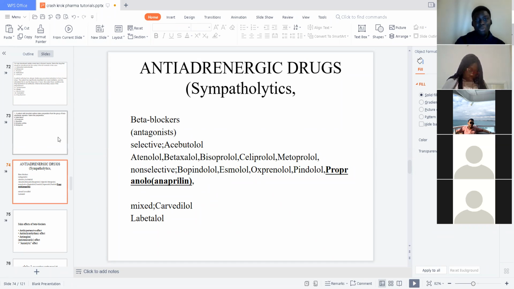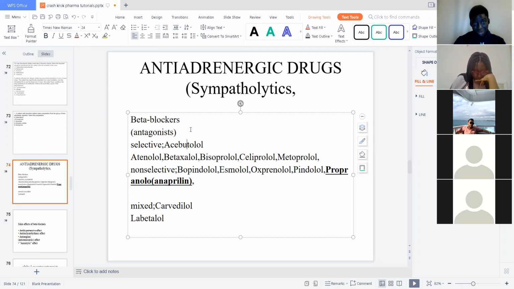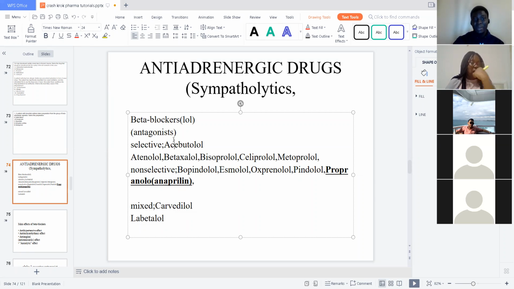These are drugs that are going to oppose the adrenergic effects. So here we have beta blockers. These are drugs that block the beta receptors. We have selective and non-selective. The main thing you should remember about these drugs is that they end in -lol. Whenever you see -lol, know that it's a beta blocker. Then we have mixed ones, the drugs that affect both alpha and beta receptors. So carvedilol and labetalol affect both alpha and beta receptors, while the other ones affect only beta receptors.